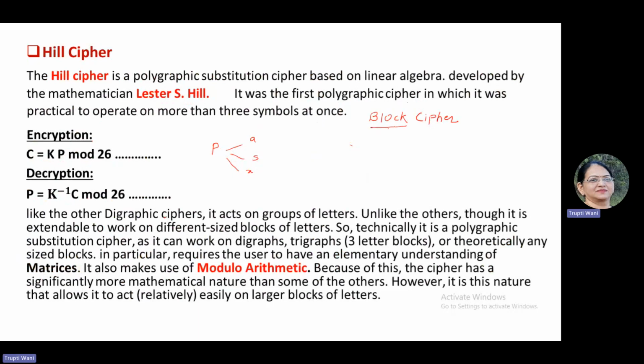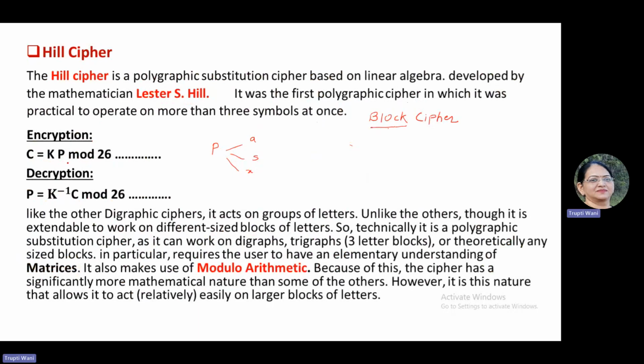Like the other digraphic ciphers, it acts on groups of letters. Unlike the others, though, it is extendable to work on different sized blocks of letters. So technically it is a polygraphic substitution cipher, as it can work on digraphs, trigraphs, or theoretically any size block. In particular, it requires the users to have an elementary understanding of matrices.